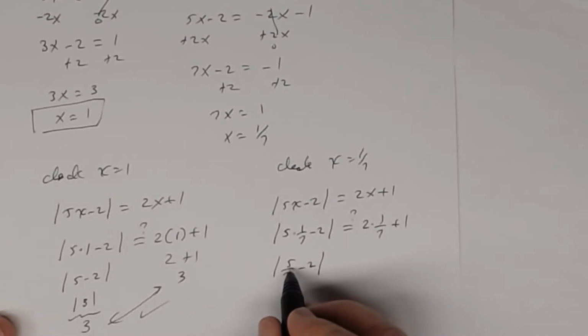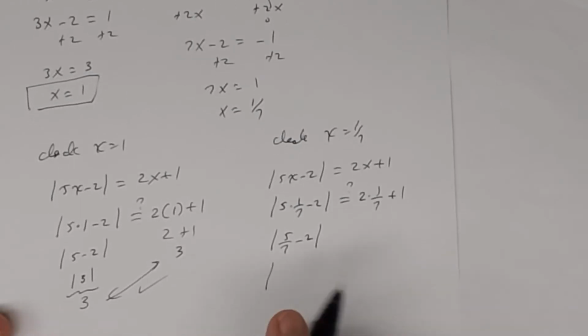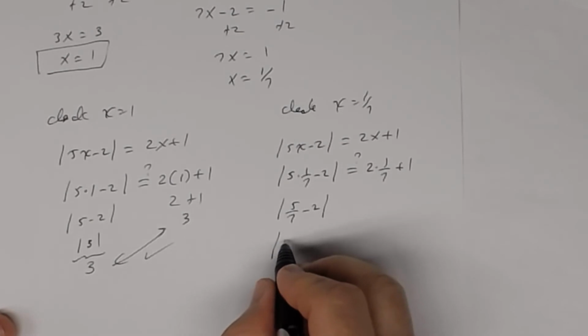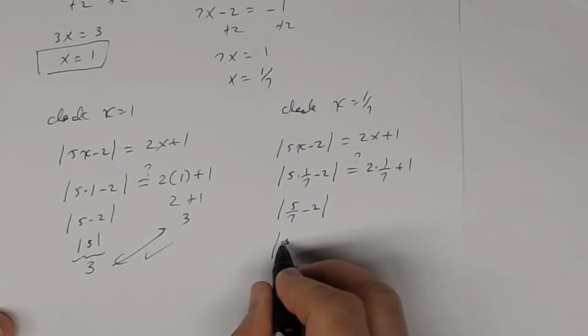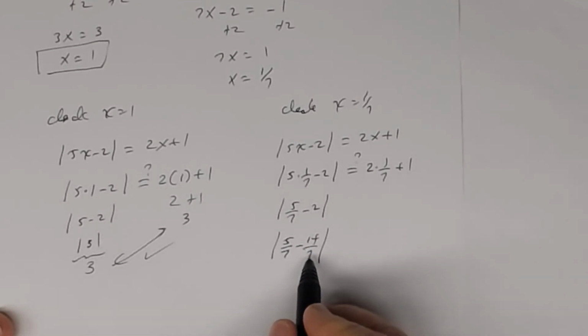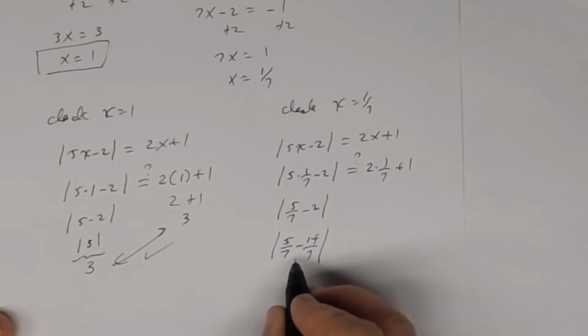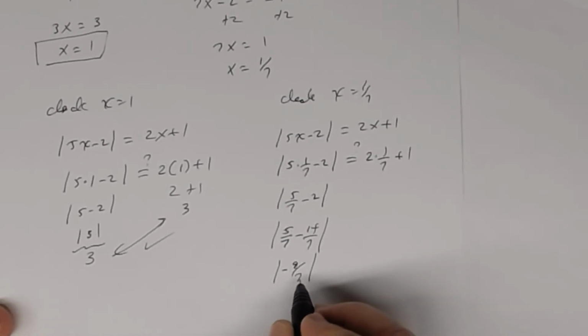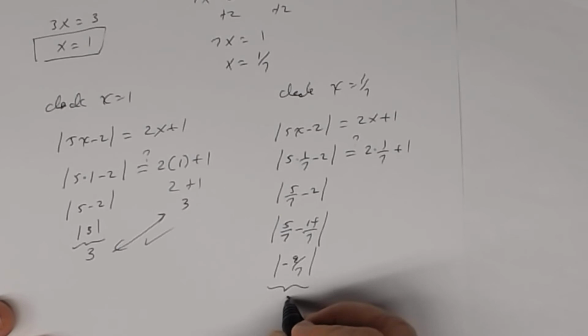So you know that the absolute value of 5 sevenths minus 2 means the same thing as, remember the LCD is 7, 5 sevenths minus 14 sevenths, right? 14 divided by 7 is 2. Well, 5 sevenths minus 14 sevenths is negative 9 sevenths. So that's the absolute value of negative 9 sevenths. Well, we know that the absolute value of negative 9 sevenths is a positive 9 sevenths. So this left side is a positive 9 sevenths.